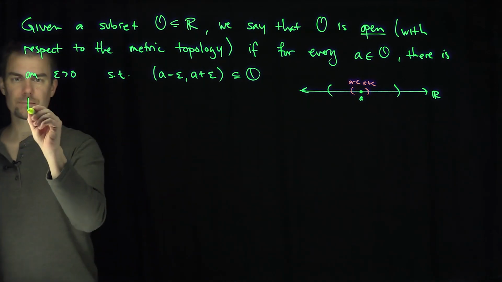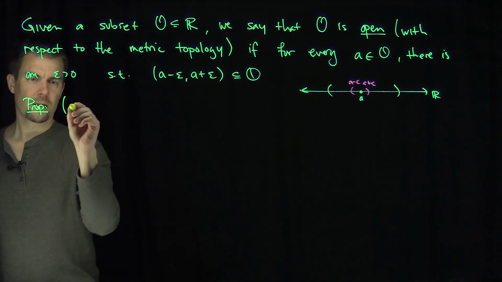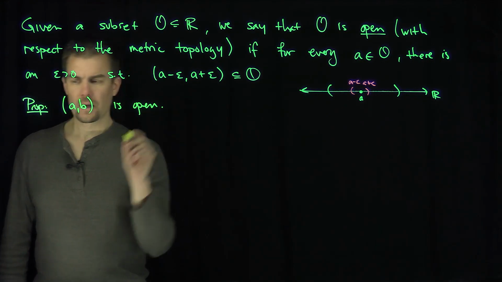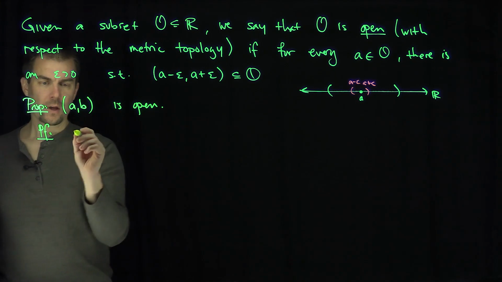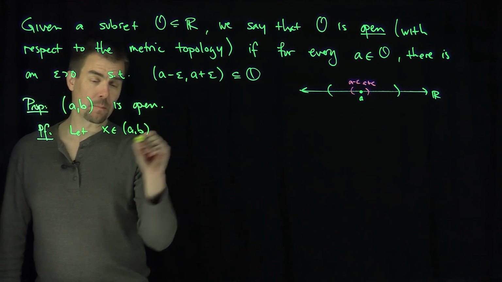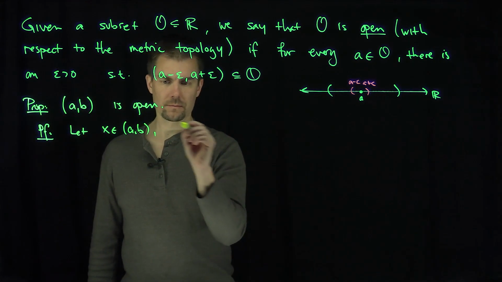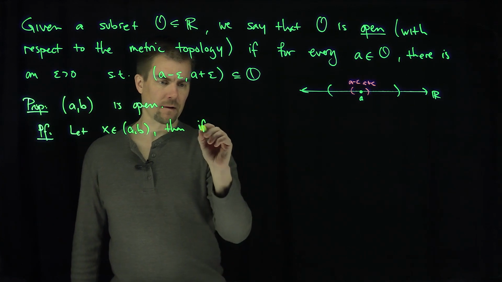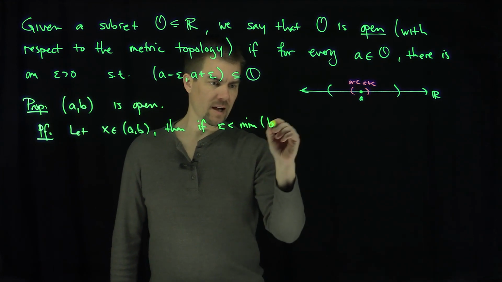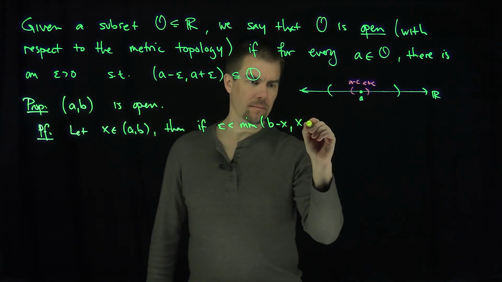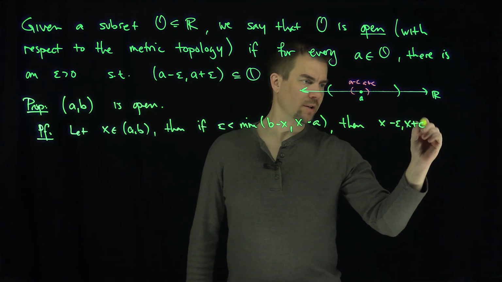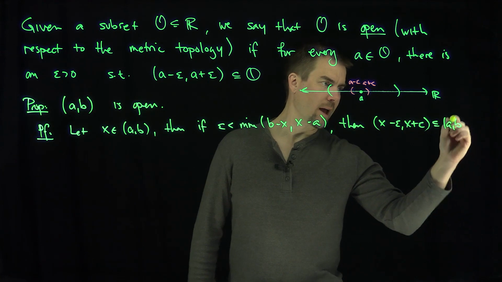So here's a proposition. The open interval AB is open. And the proof of that is relatively straightforward. If we let X be in the set AB, then if epsilon is less than the minimum of B minus X and X minus A, then X minus epsilon to X plus epsilon will be contained in the interval AB.